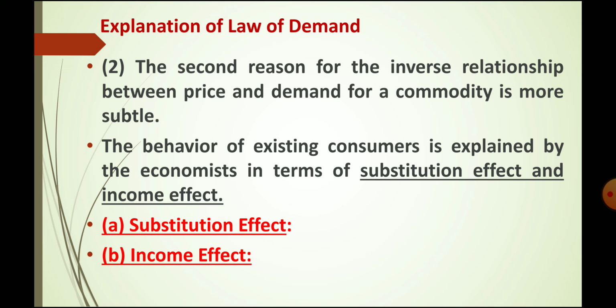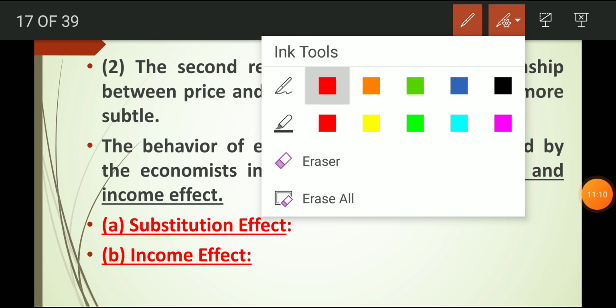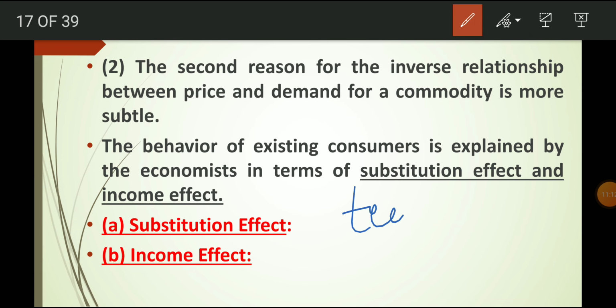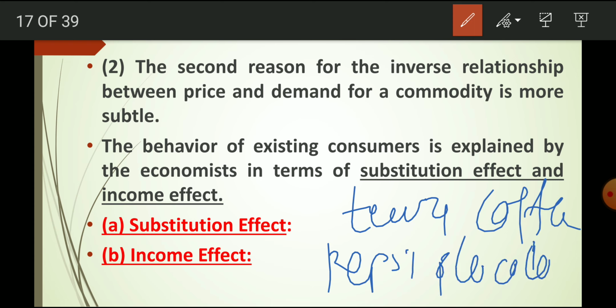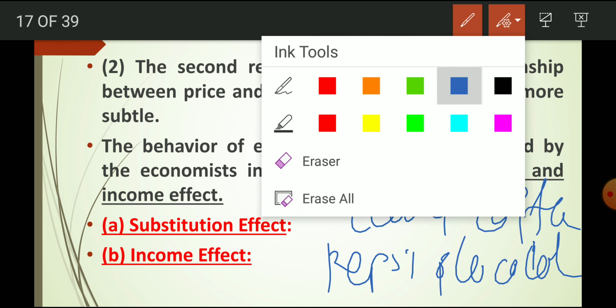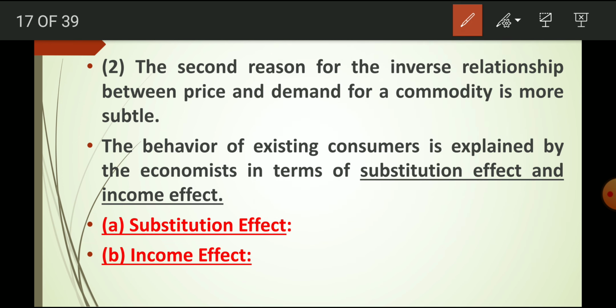Substitute products means, for example, here are substitute products. Generally, tea and coffee, petrol and diesel, Pepsi and Coca-Cola. For example, whenever the price of tea is increased, then you have to purchase less tea and focus more on coffee. So demand for coffee will increase. So it is known as the substitution effect.